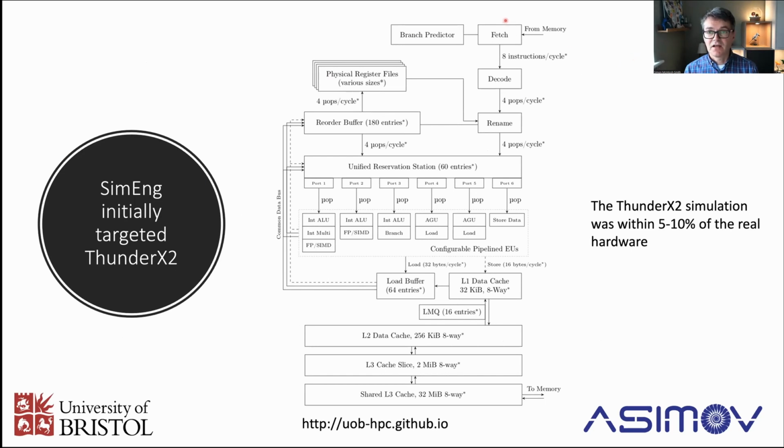So we modeled a branch predictor. We would do fetch, decode, and rename. We could fetch 8 instructions per cycle. We could decode and rename 4 micro-ops per cycle. There was a unified reservation station, lots of different execution units, floating point units, integer units. And we modeled the caches as well.